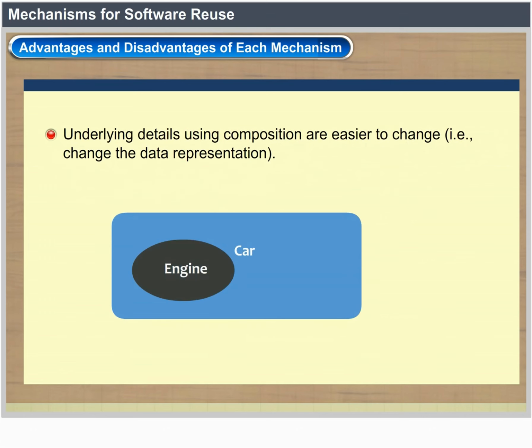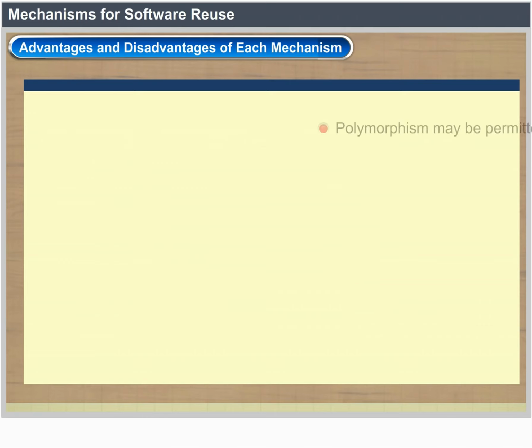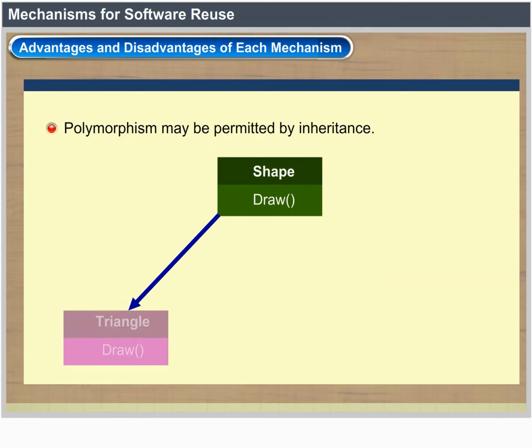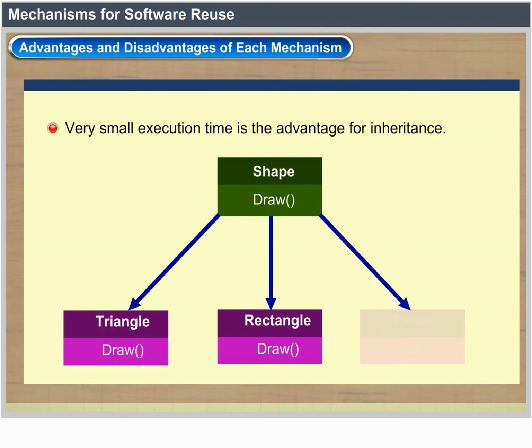Underlying details using composition are easier to change, that is, change the data representation. Polymorphism may be permitted by inheritance. Very small execution time is the advantage for inheritance.